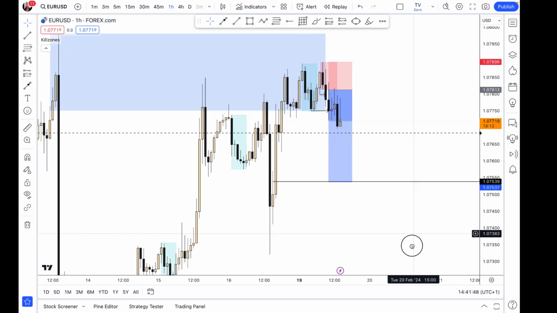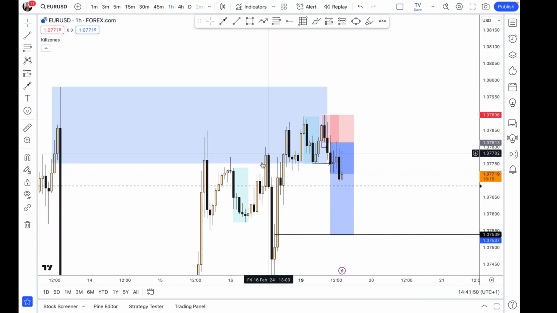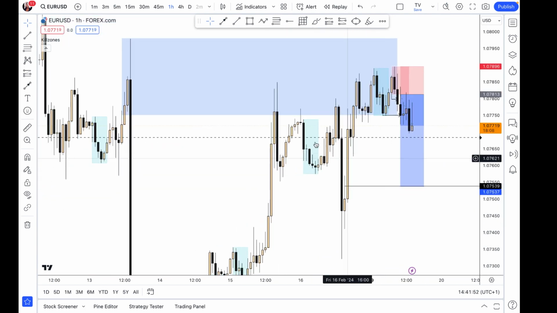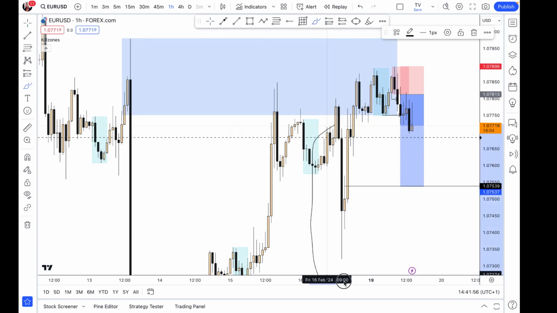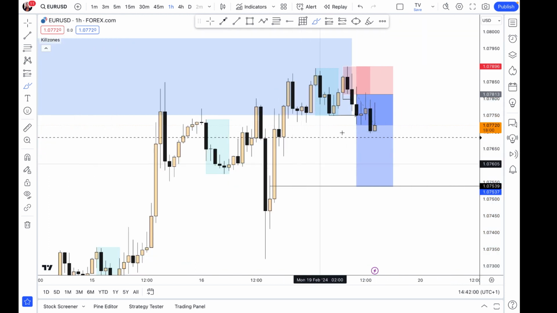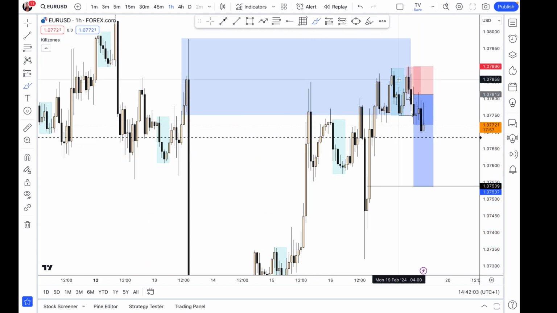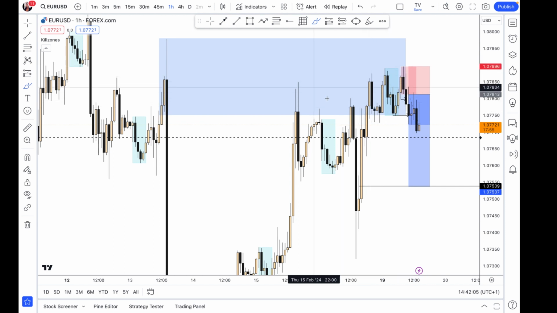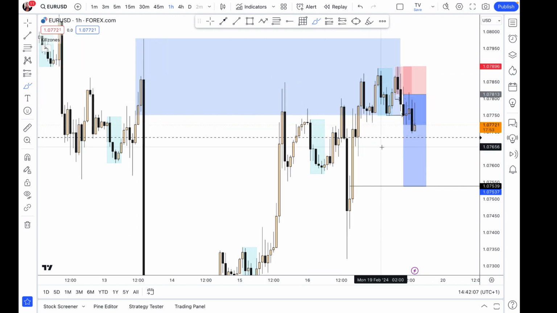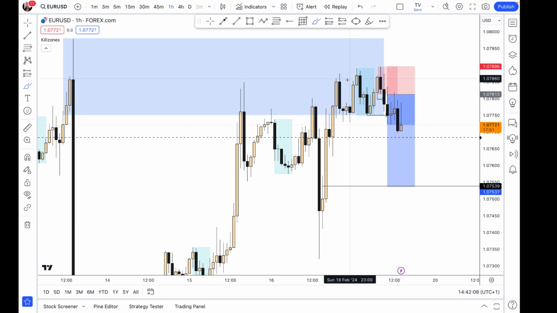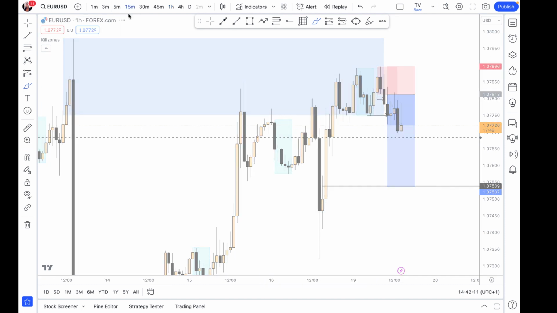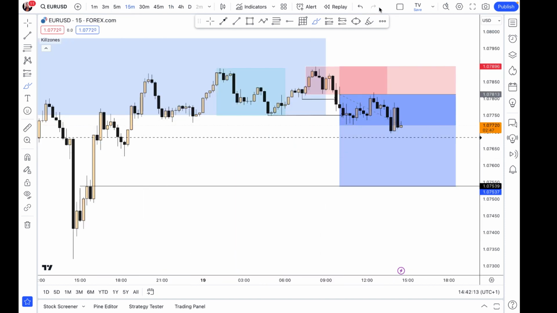So coming into today, last week on Friday, I was able to get a sell trade from right here to this level, and then coming to today Monday, I realized that price pushed back up into this supply level, and we are still reacting from right inside the supply level. So now moving down to a lower time frame.